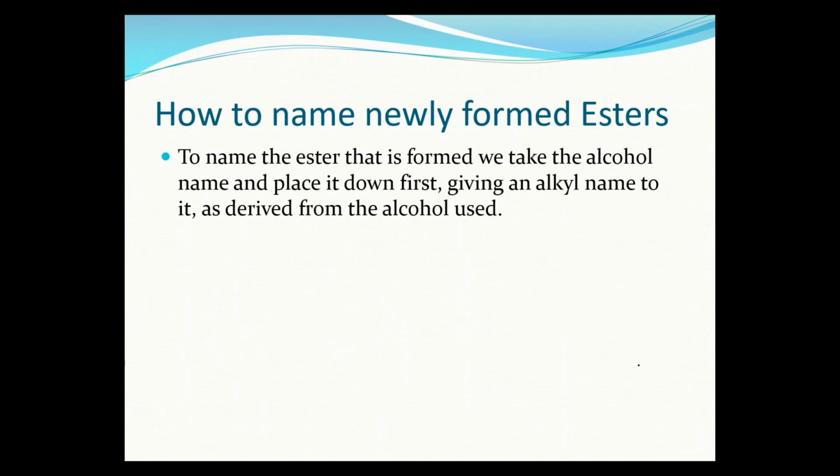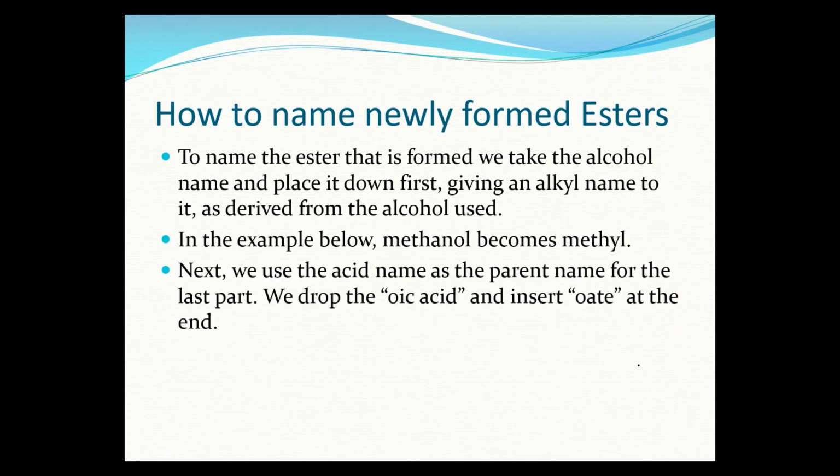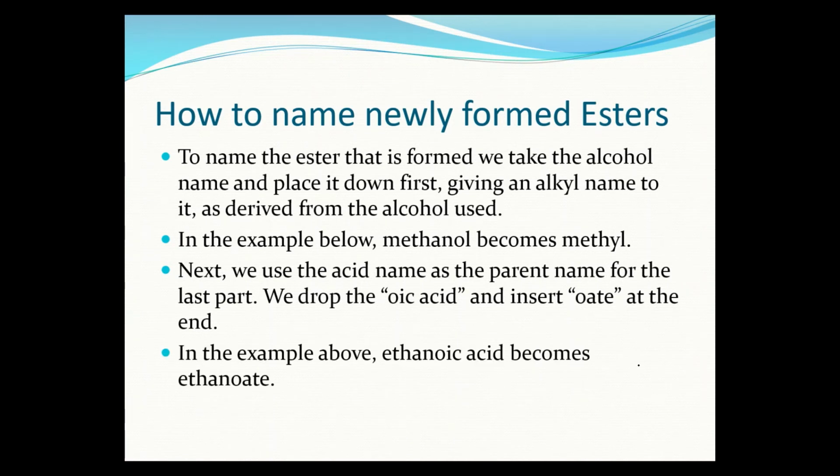Okay, so to name an ester that's formed, we take the alcohol name and place it down first, giving it an alkyl name as derived from the alcohol used. In the example below, methanol becomes methyl. And then next we use the acid name as our parent name. We drop "oic acid" and insert "oate" at the end. So ethanoic acid would become ethanoate. So we would end up getting methyl ethanoate, which sounds super confusing, but I'll walk you slower through an example.